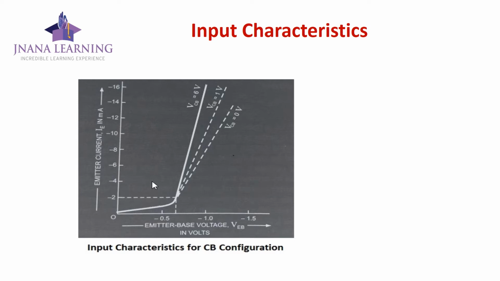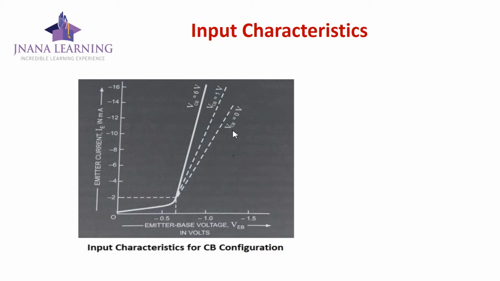To determine this input characteristic, first we keep the collector base voltage at a particular value, then by slightly changing the emitter base voltage we find the values of emitter current, mark those points and plot the curve. From this curve it is clear that for a particular value of collector base voltage, the curve resembles the curve of a forward biased PN junction diode. Why? Because the emitter base junction is always in forward bias condition. That's why the curve resembles the forward biased PN junction diode curve.